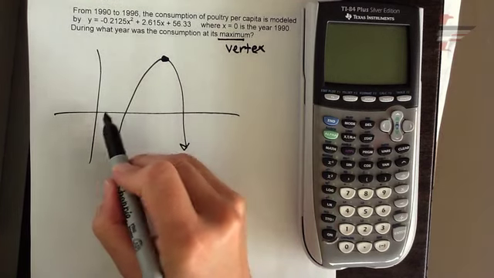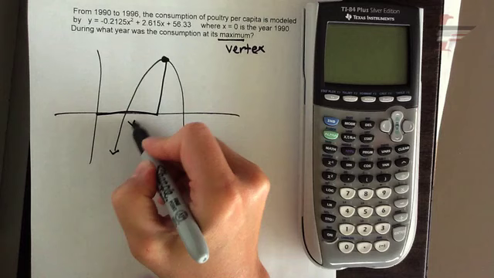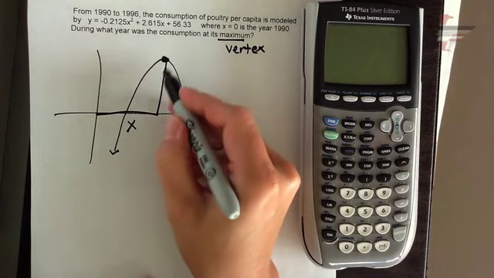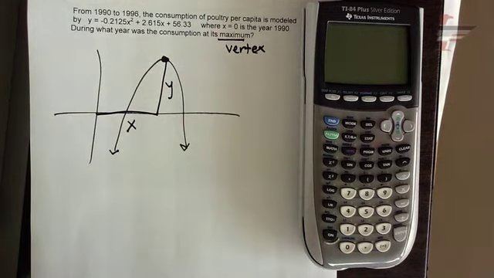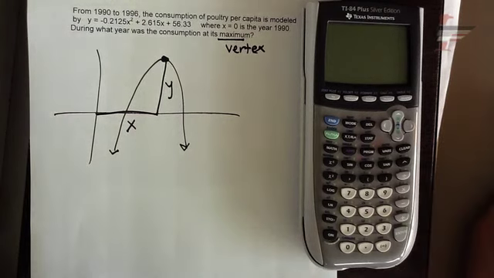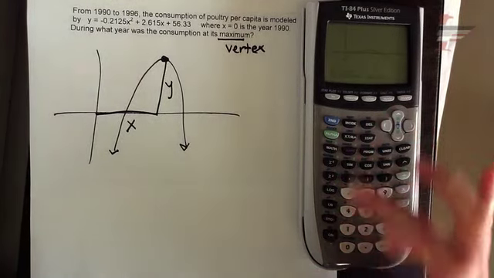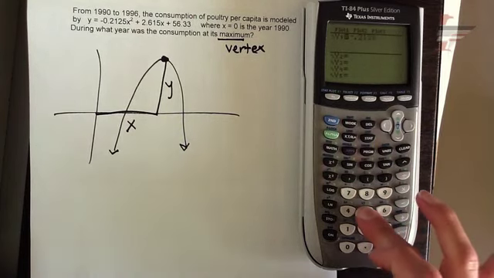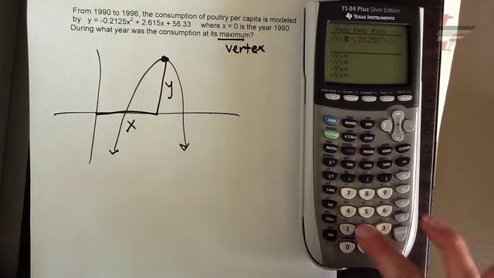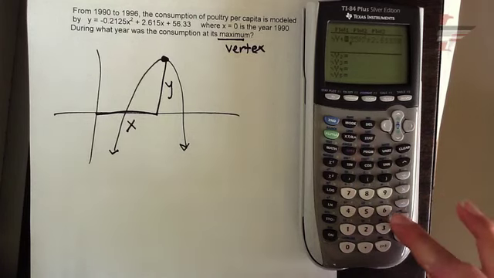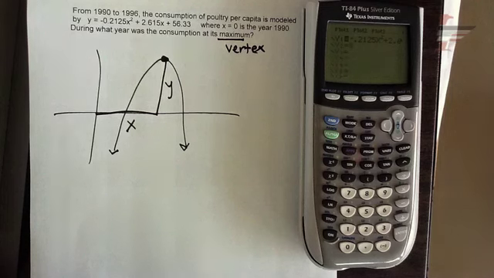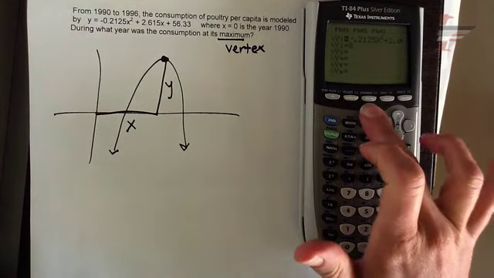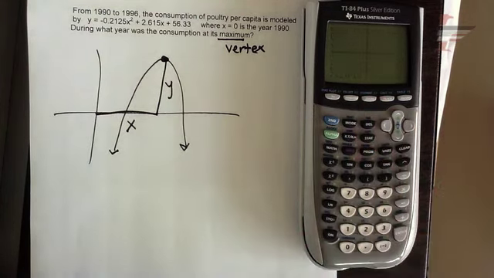So let's just say this point, my x coordinate is going to be the year, my y coordinate is going to be the maximum consumption. So I'm going to go to my Y equals, and I'm going to type in this equation, negative 0.2125x squared plus 2.615x plus 56.33. I'm going to do a standard window, so I'm going to start by pressing Zoom 6 for standard. And I see, well, a tiny blip in my corner, but pretty much nothing.